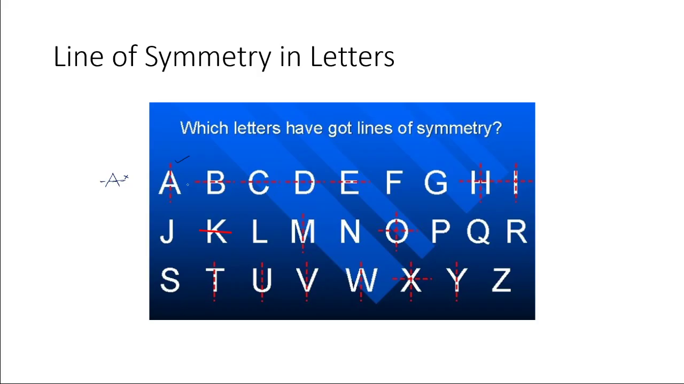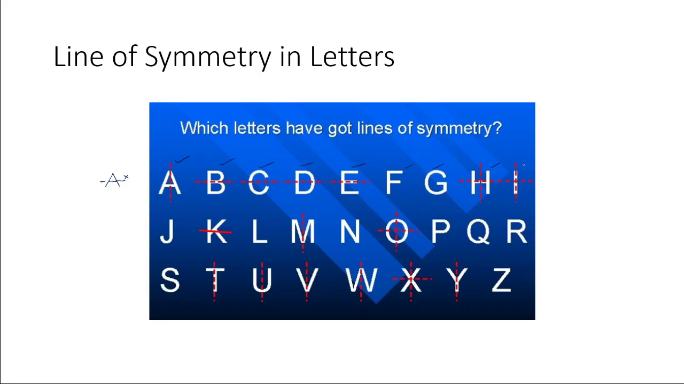You can see here in letter A we have only one line of symmetry, that is vertical. In letters B, C, D, E, in all these letters we have only one line of symmetry, and that is the horizontal line of symmetry. In F, G, no line of symmetry.